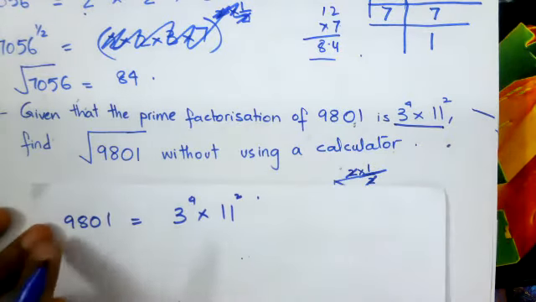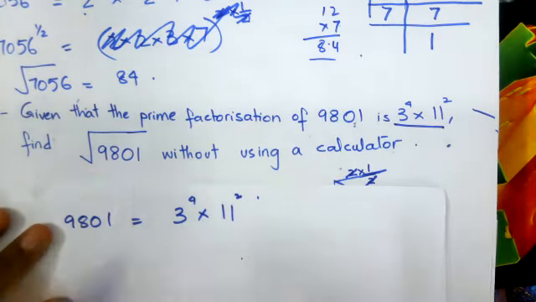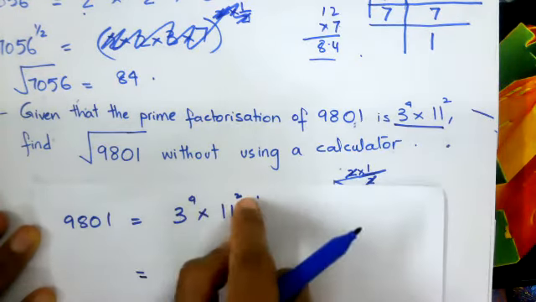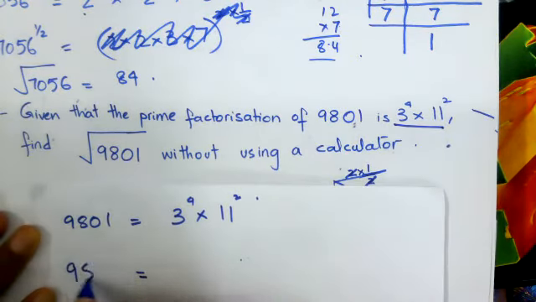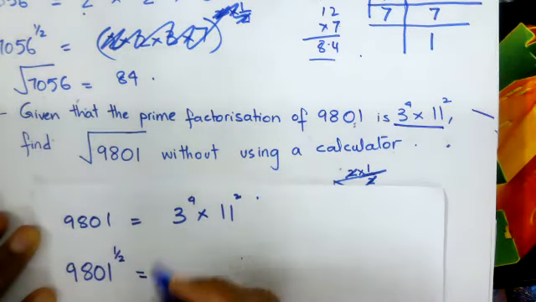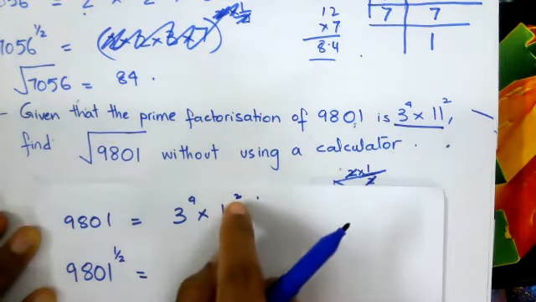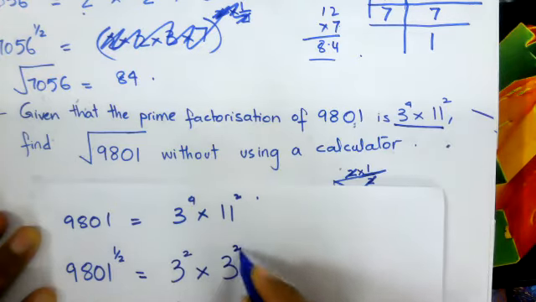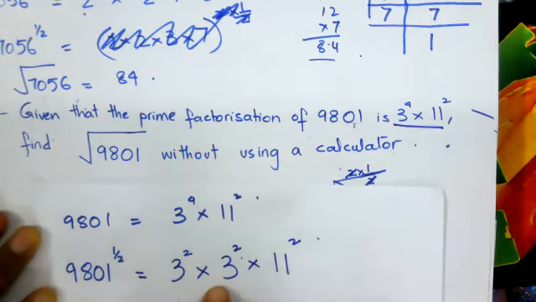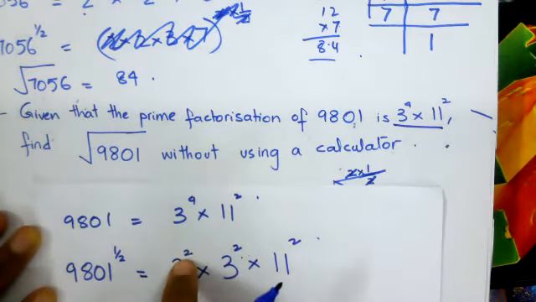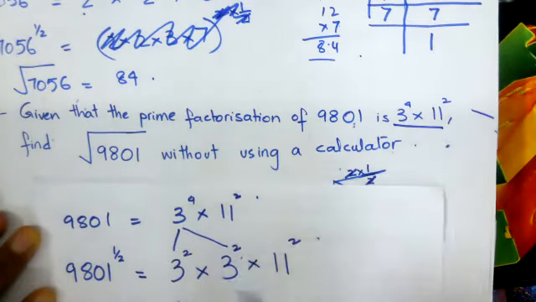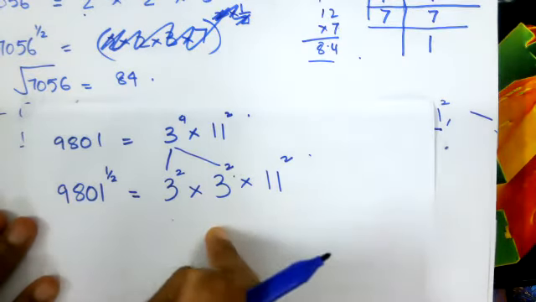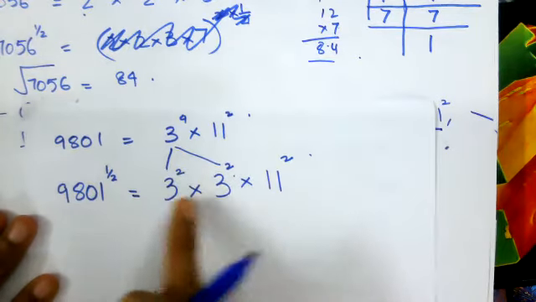Now we have to find the square root. Again, to find the square root, what do we have to do? We should have this in square form, because we are trying to find the power half, right? So if I write it this way, 3 squared into 3 squared into 11 squared. Can I write it this way? Yes, this is 4, right? 2 plus 2 is 4. I have split this into this. This is the same thing. If you write them in single notation form, you will get 3 to the power 4. So I can write it this way.